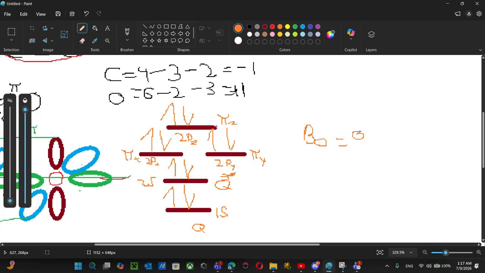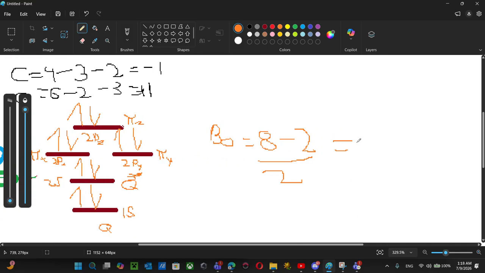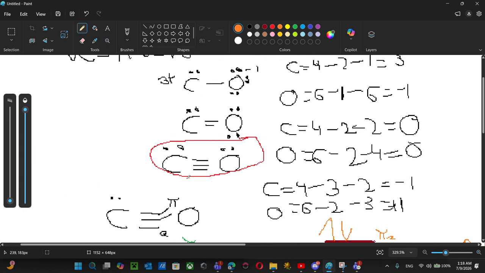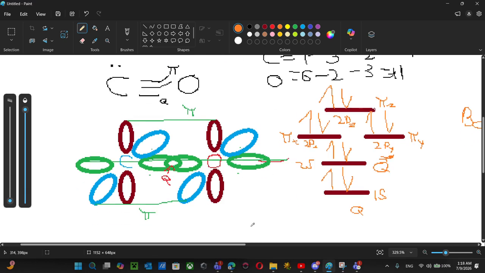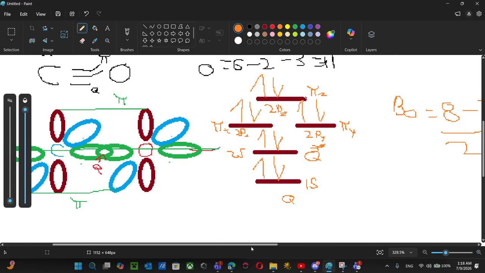That would be 8, and then minus the electrons with the star. That would be 2. That will give you 3. That means you have a triple bond, just like the one that we have here.